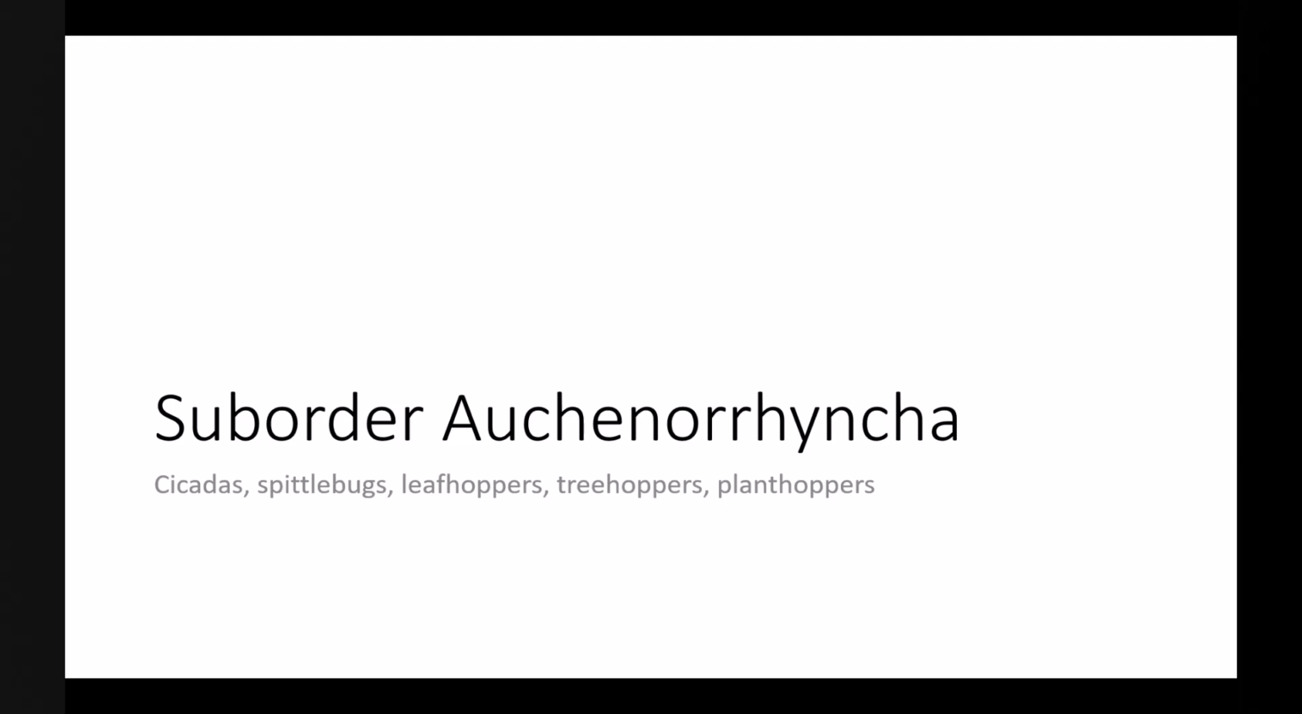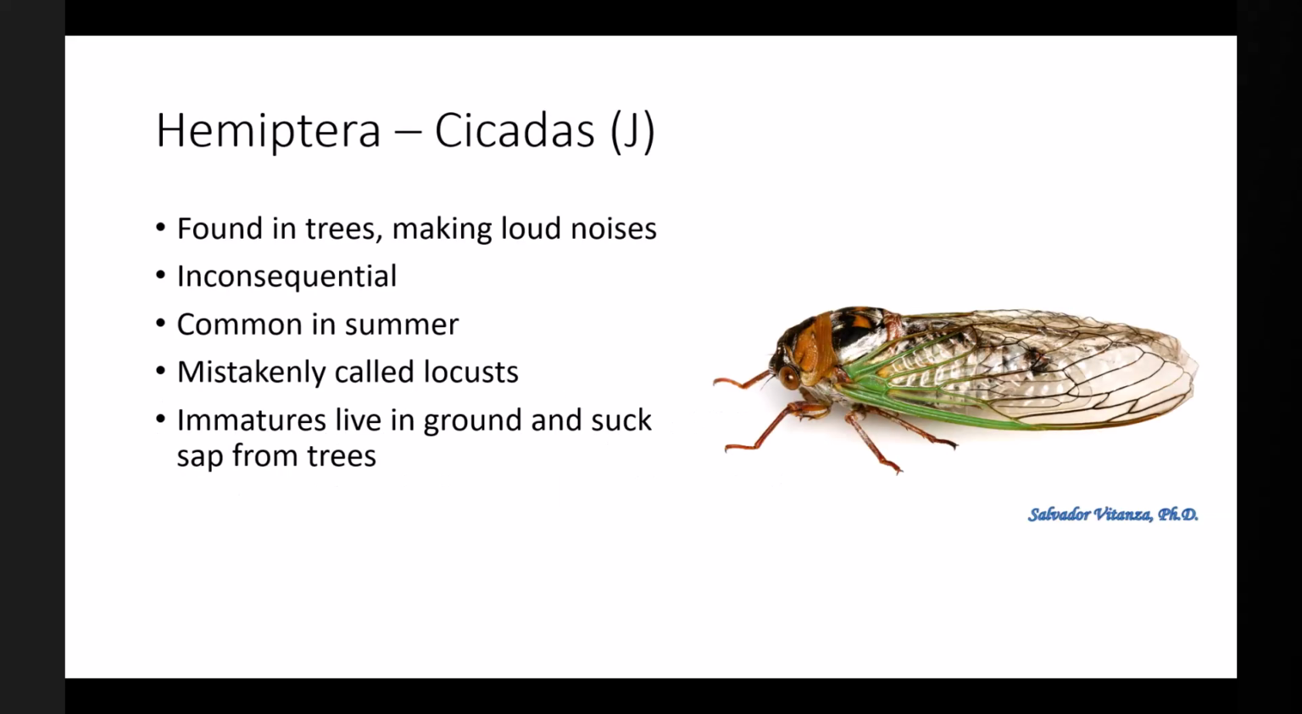In the suborder Auchenorrhyncha, for all juniors, seniors, and intermediates, there are two insects that you all three need to know. But in this group in general, they contain cicadas, spittlebugs, leafhoppers, treehoppers, and planthoppers. For juniors, intermediates, and seniors, you need to know the group of cicadas.